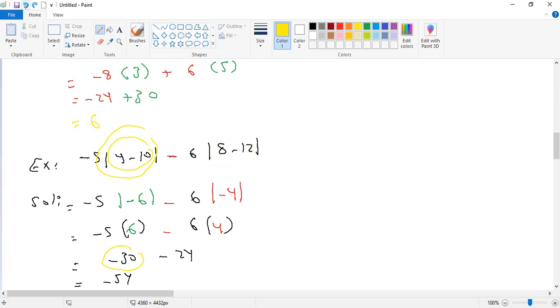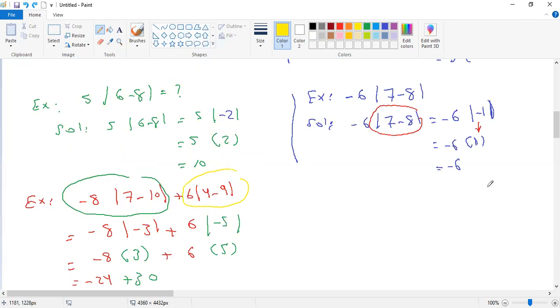So this is the definition of the absolute value. Now, this is how to evaluate an expression if we have one or two terms involving the absolute value.